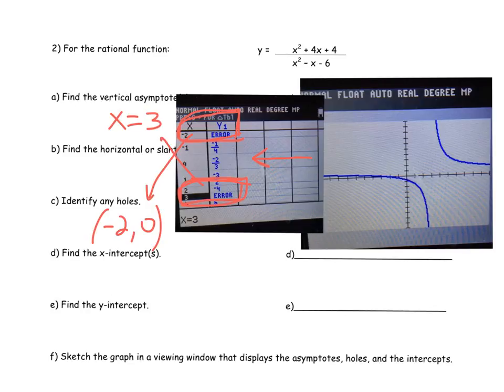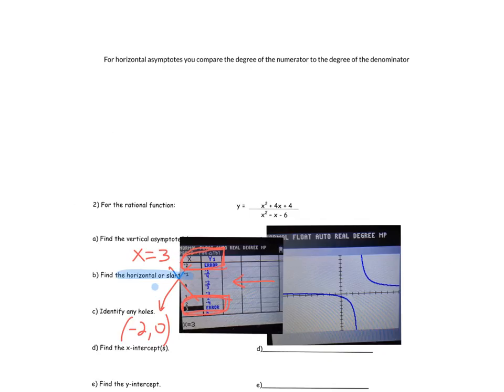Next up, what we're going to do is we're going to find the horizontal or slant asymptote of your function. And we're going to start off with the horizontal asymptote. What you're going to do for horizontal asymptotes is you're going to compare the degree of the numerator to the degree of the denominator. You're going to look for the highest power of the numerator and the highest power of the denominator. In this case, the numerator's degree, the highest power of x, is 2, because it's x squared. Here, your denominator's degree, the highest power of x, is also 2.